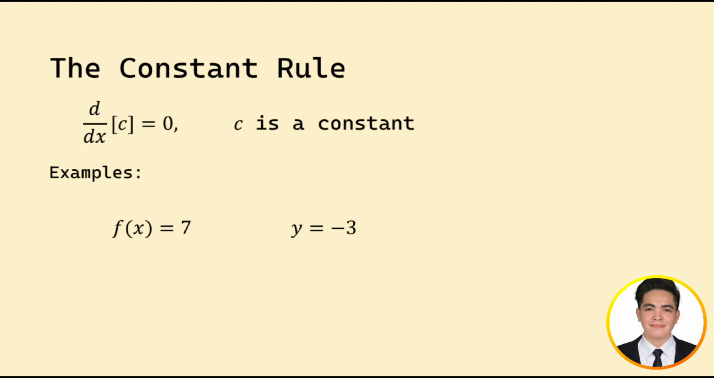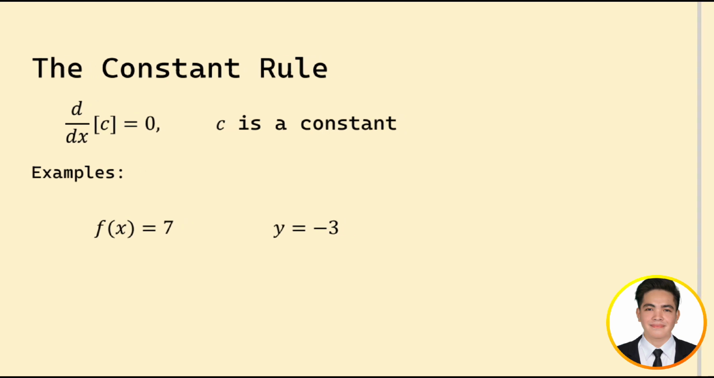Pero hindi same yung hindi ito applicable sa functions like, let's say 7x, and then since 7 is a constant, we don't write 0 here times x. It is wrong. It is not the correct way to differentiate this function. So that's it. The derivative of a constant is always 0.